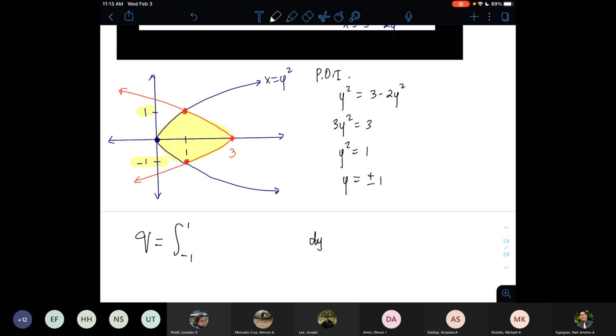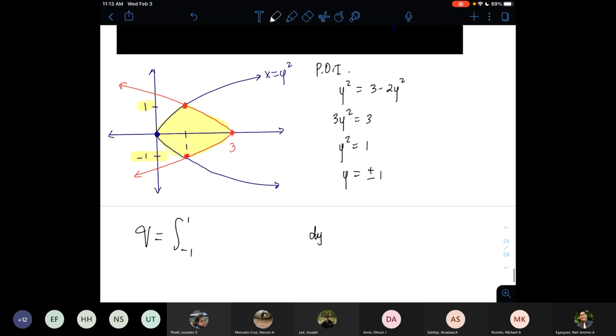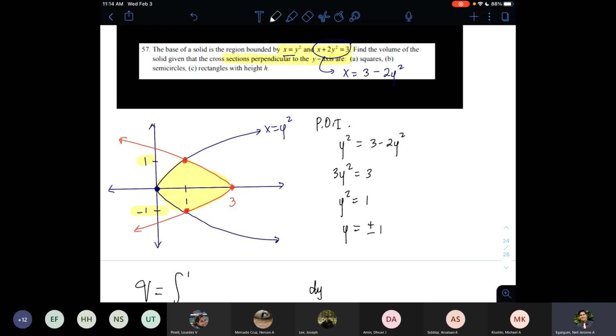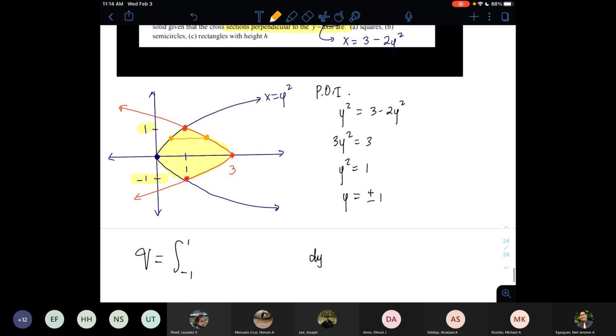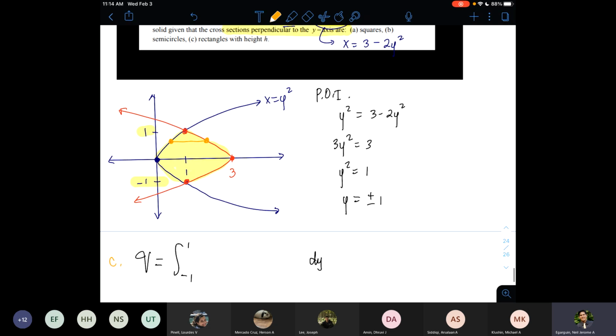Okay. And then next, let's look at the cross sections. Well, the cross sections are perpendicular to the y-axis. So for the cross sections, we have horizontal strips. And remember, horizontal strips always go with a dy, okay? There are 3 questions here. You use squares, you use semicircles, but I'll use rectangles with height h. So here, I'll answer part C. I'll leave A and B to you guys because that's similar to what we did last time.